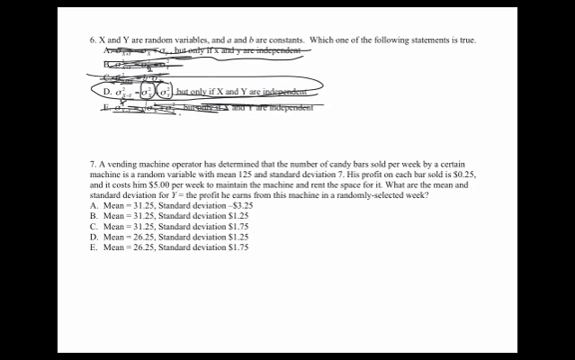7. A vending machine operator has determined that the number of candy bars sold per week by a certain machine is a random variable with mean 125 and standard deviation 7. His profit on each bar sold is 25 cents, and it costs him $5 per week to maintain the machine and rent the space for it. What are the mean and standard deviation for y, the profit he earns from this machine in a randomly selected week?